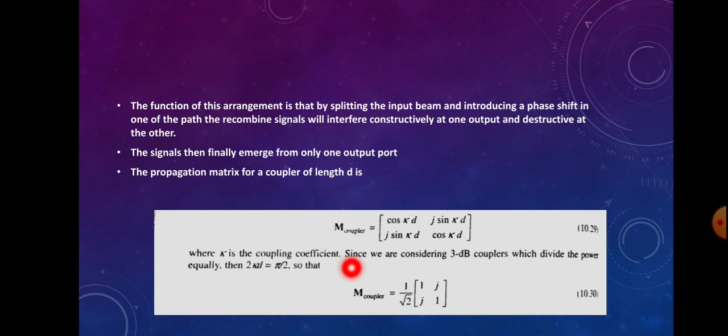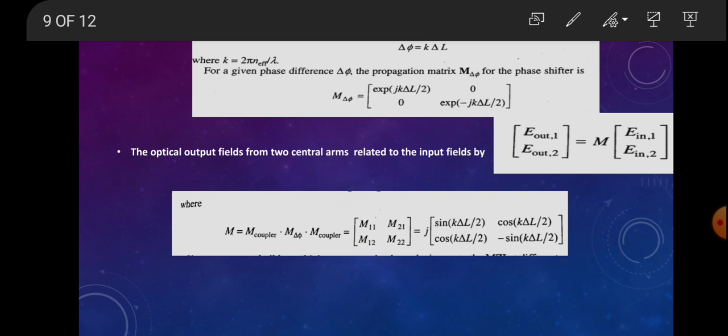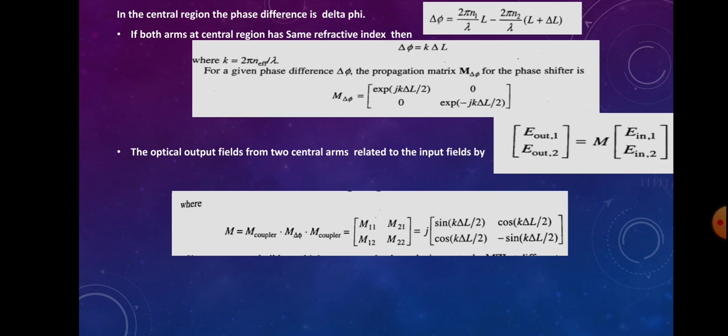And here k is the coupling coefficient, and since we are considering a 3 dB coupler, that means the power will be divided equally to different paths by this coupler. So we can say that 2kd will be equal to pi by 2, so that kd will be equal to pi by 4. So when you substitute that kd value here, you will get M coupler equal to 1 by root 2 into the matrix [1, j; j, 1]. That will be the matrix, since cos pi by 4 and sin pi by 4 values are 1 by root 2.